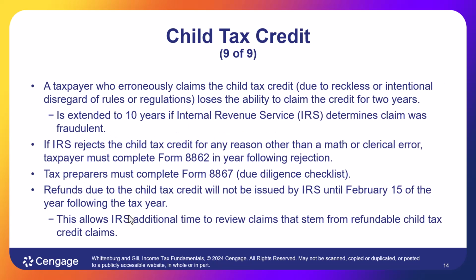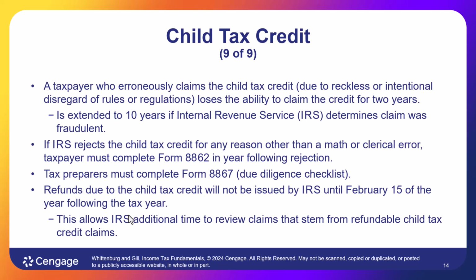Any taxpayer who erroneously claims the child tax credit due to reckless or intentional disregard for the rules loses the ability to claim that credit for 2 years. It is extended for 10 years if they determine it was a fraudulent claim of child tax credit.